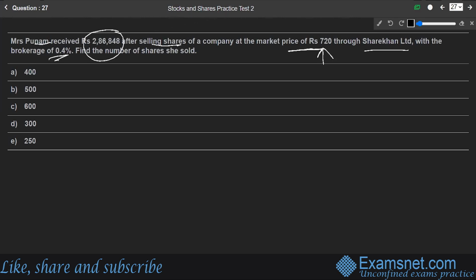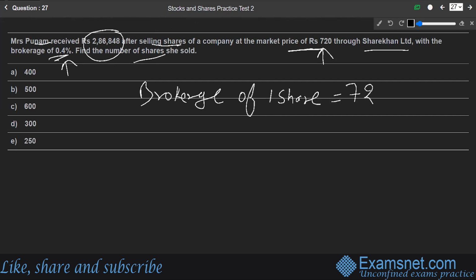Then if we divide the income by the net selling price, we can get the total number of shares that they asked. Find the number of shares he sold. Let us do it one by one. Let us first of all find out the brokerage value. He says 0.4% brokerage. The market price of one share is 720, and 0.4% brokerage is also to be paid. So 720 into 0.4 by 100. This is what we have to perform.